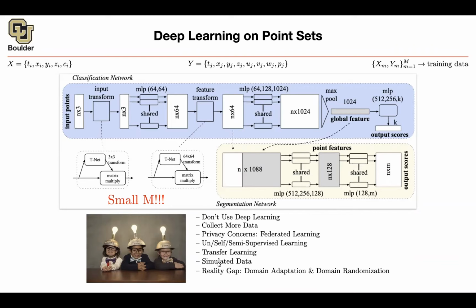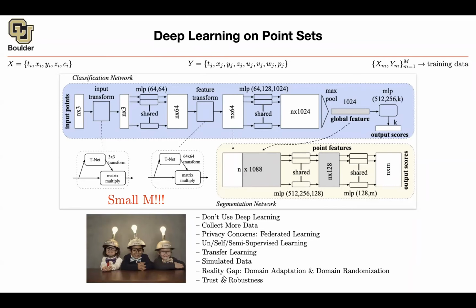One argument against using simulated data is that you're going to end up with something called the reality gap, that the simulated data is going to have a different distribution compared to the real data. There's going to be a gap between the distributions. To deal with that, there are methods like domain adaptation or domain randomization techniques.